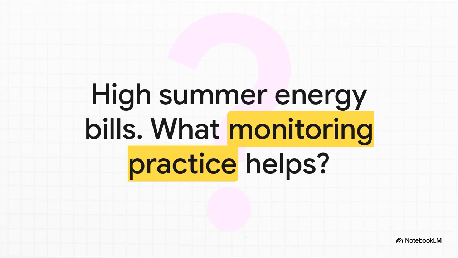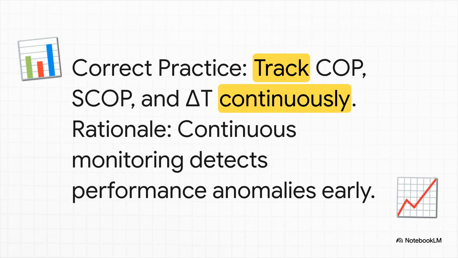The final scenario concerns a performance deviation identified through financial data. Energy bills for summer cooling operation are higher than projected. The monitoring practice that would pinpoint the cause must be identified. The correct practice is the continuous tracking of key performance indicators, such as COP, SOP, and delta T, using BMS or cloud-based dashboards. This approach allows for the early detection of performance degradation, which prevents sustained energy waste.